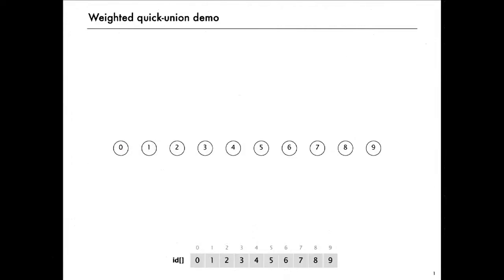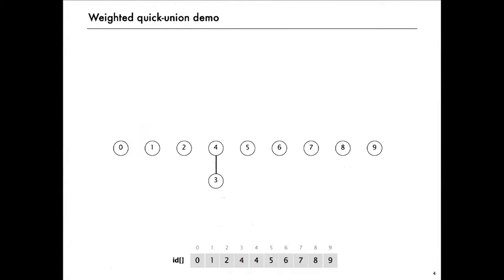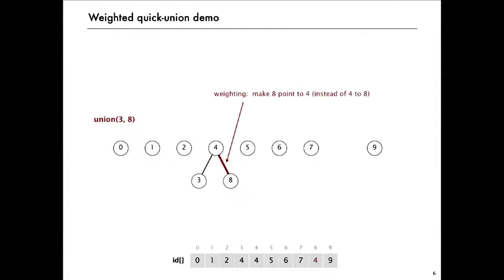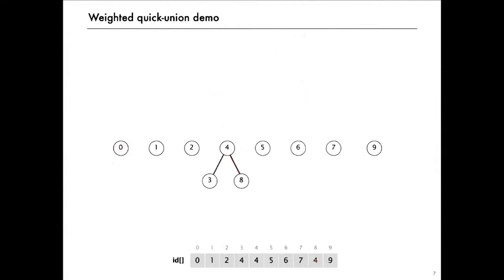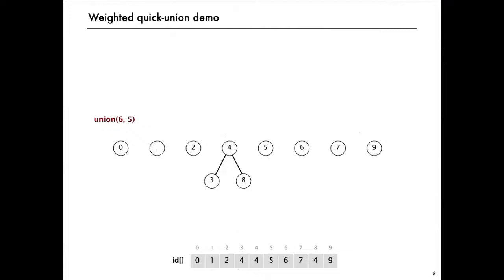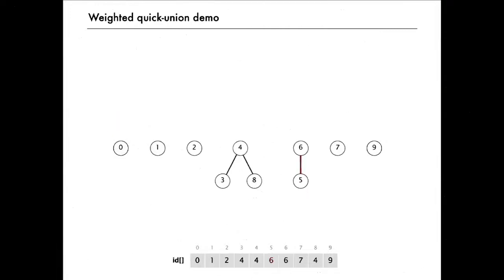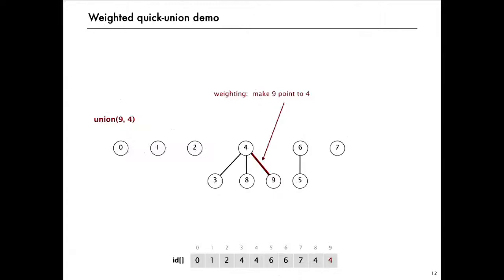Okay, so again, we start out in our normal starting position where everybody's in their own tree. When there's only two items to link, it works the same way as before. But now when we have 8 to merge with 4 and 3, we put the 8 as the child, no matter which order the arguments came, because it's the smaller tree. So 6 and 5, whichever one goes down doesn't matter. 9 and 4. Now 9's the small one, 4's the big one, so 9's going to be the one that goes down below.